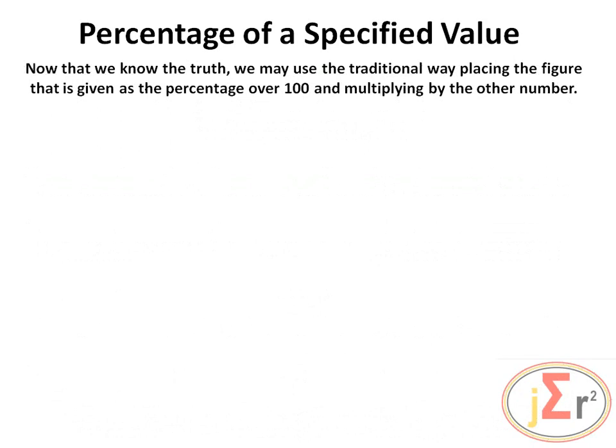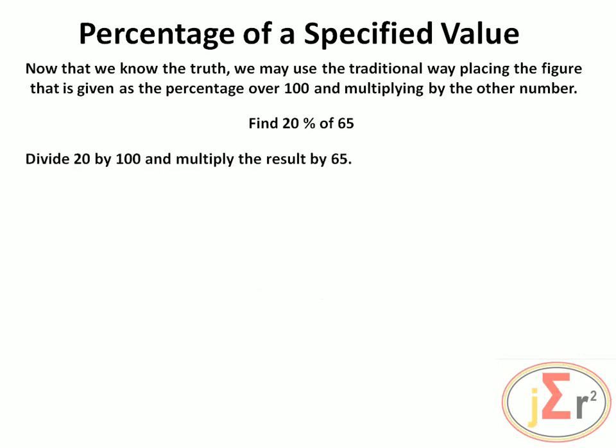We are going to be looking at the percentage of a specified value. Now that we know the truth, we may use the traditional way, placing the figure that is given as the percentage over 100 and multiplying by the other number, just like the good old days. Let's go. Find 20% of 65, so we put 20 over 100 multiplied by 65. That's all there is to it.